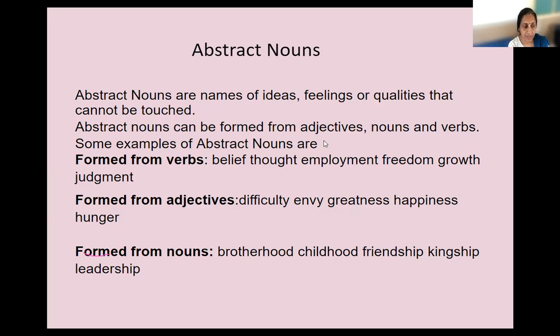Now you can also form abstract nouns from adjectives. Now you have difficulty from the adjective difficult, envy from envious, greatness from great, happiness from happy, and hunger from hungry. The third type of abstract nouns are formed from other nouns. Like you have brotherhood from brother, childhood from child, friendship from friends, and kingship from king, leadership from the noun leader.